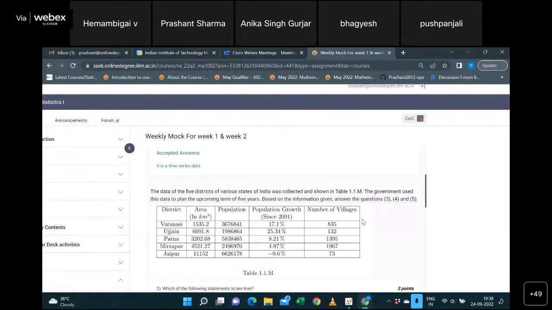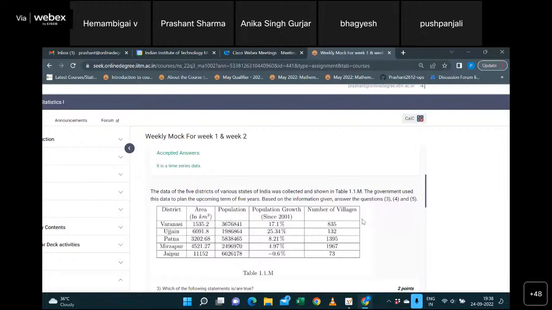Absolute zero property is there because suppose I'm saying the area is 0 square kilometer. That means there is no area. You can't say minus 1 square kilometer, right? So that means the ratio scale of measurement is there. For the population, I can use either interval or ratio. So tell me, what should it be, interval or ratio?